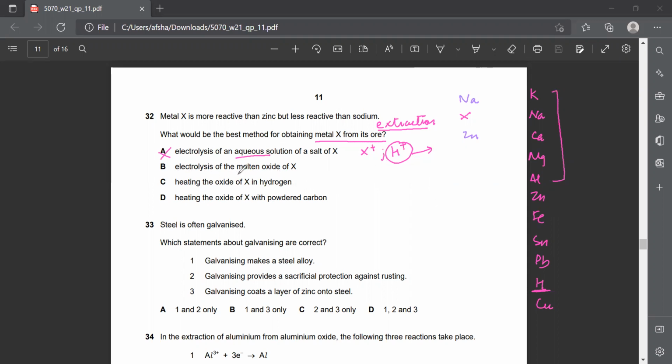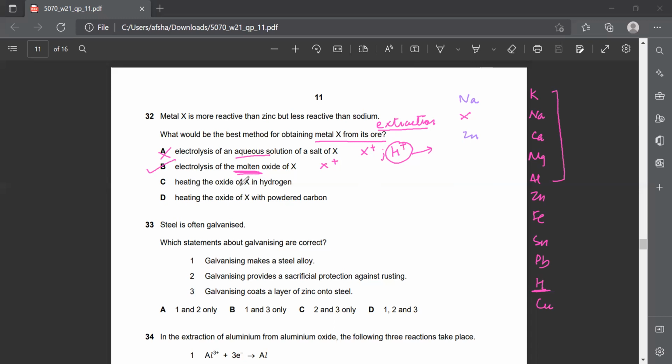Now, electrolysis of molten: when you talk about the molten, it does not have any rival ion like hydrogen. So if it is a molten oxide, there is only one cation, X positive. Automatically, this X positive is going to acquire electrons and it will be discharged at the cathode. So B can be the possibility.